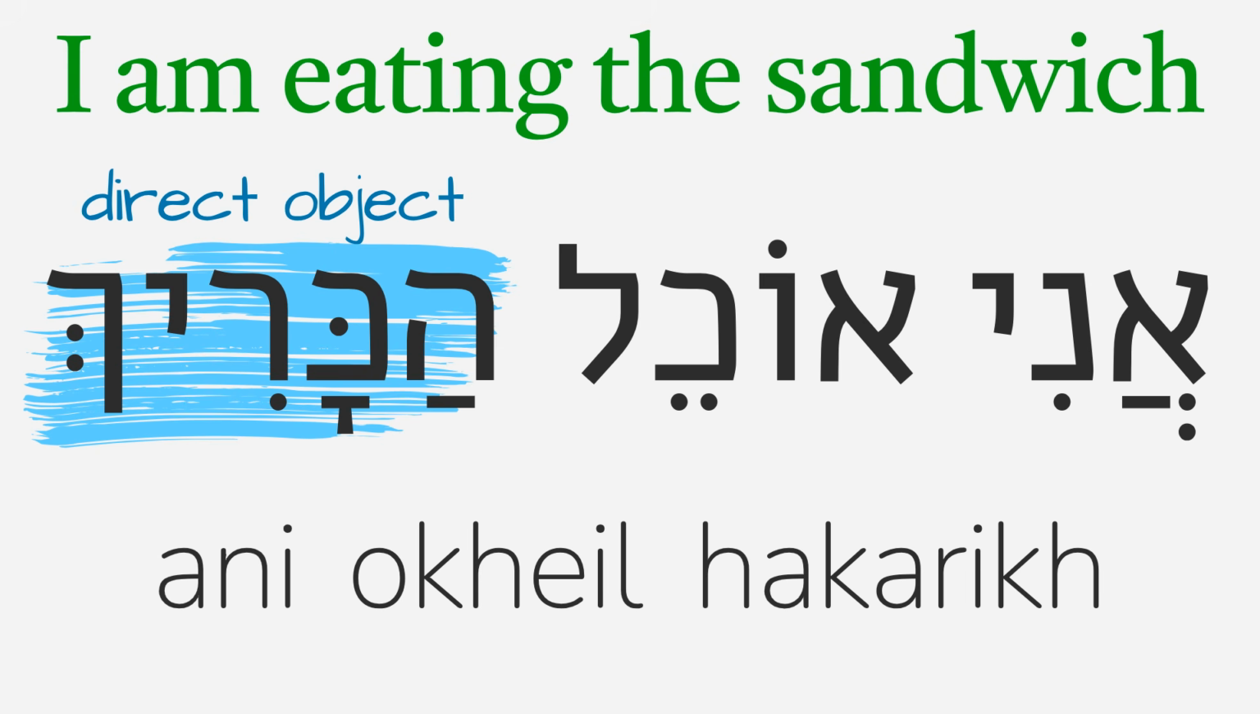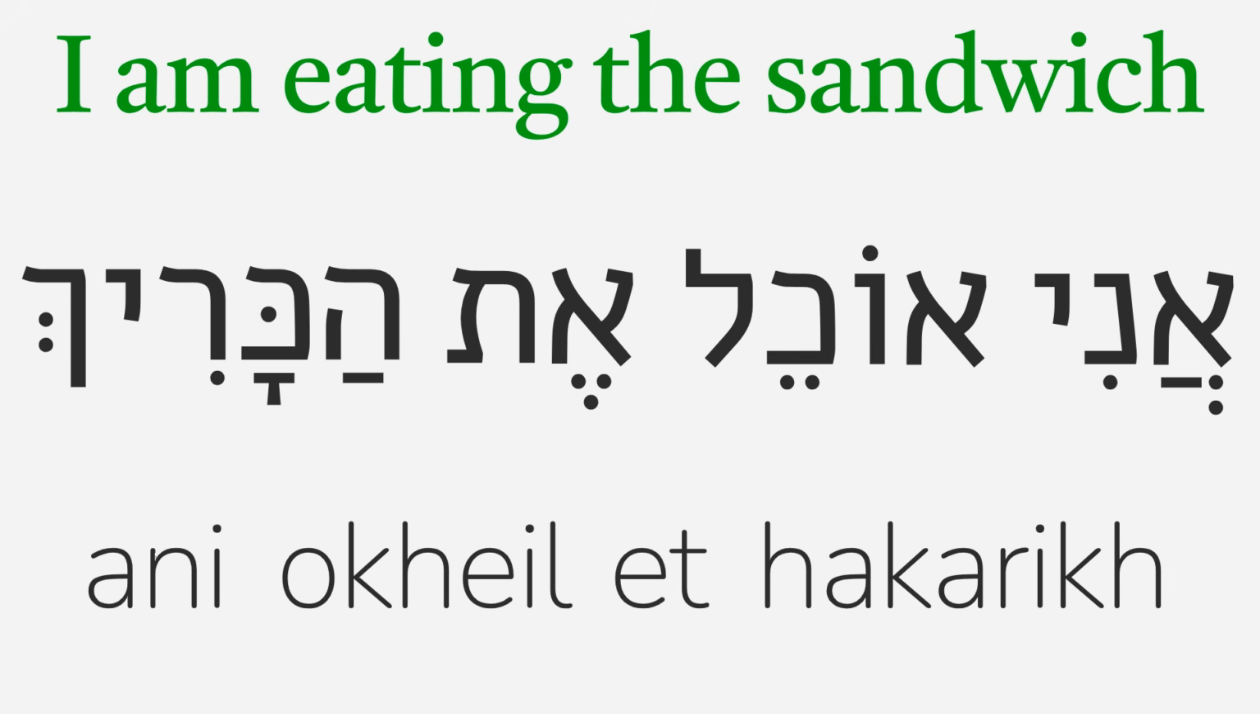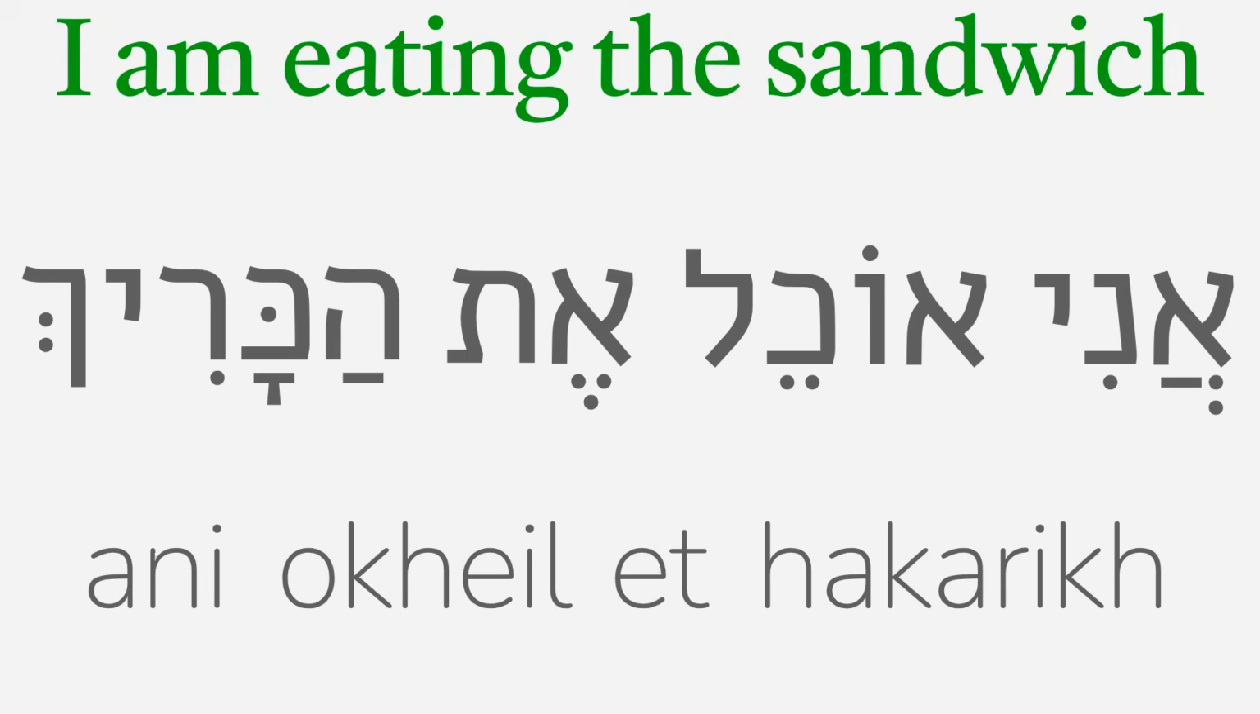And not only is hakarik, the sandwich, the direct object of a verb, but it is also definite. Definite means it is a specific sandwich, not just a sandwich, the sandwich, hakarik. In Hebrew, when there is a definite direct object of a verb, that object will need to have the preposition et before it. Ani ochel et hakarik. I am eating the sandwich. Ani ochel et hakarik.